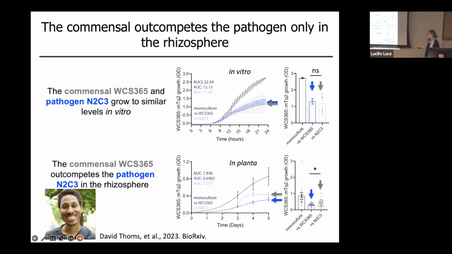However, in planta, our commensal always wins. And so here's the commensal in gray and the pathogen in blue. And so this suggests that the competition is indeed plant dependent. And again, it can either be plant immune related or just that the commensal is better able to colonize plant roots.